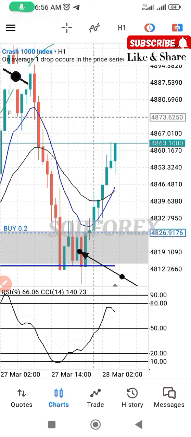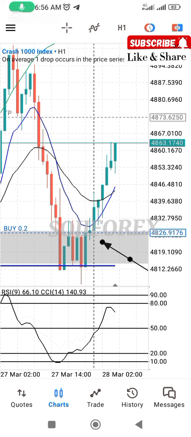Let me zoom out a bit. So I made this entry based on this bullish engulfing candle. So you can see that immediately after the close of the bullish engulfing candle, I made my entry, and you can see how price keeps pushing back to the upside.